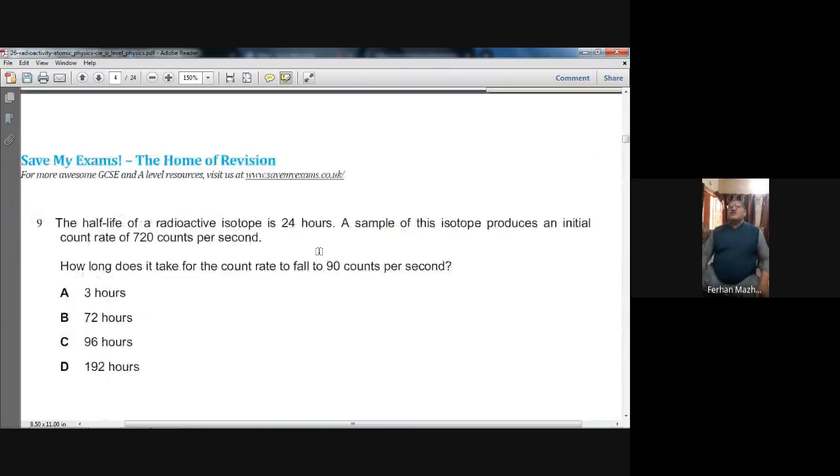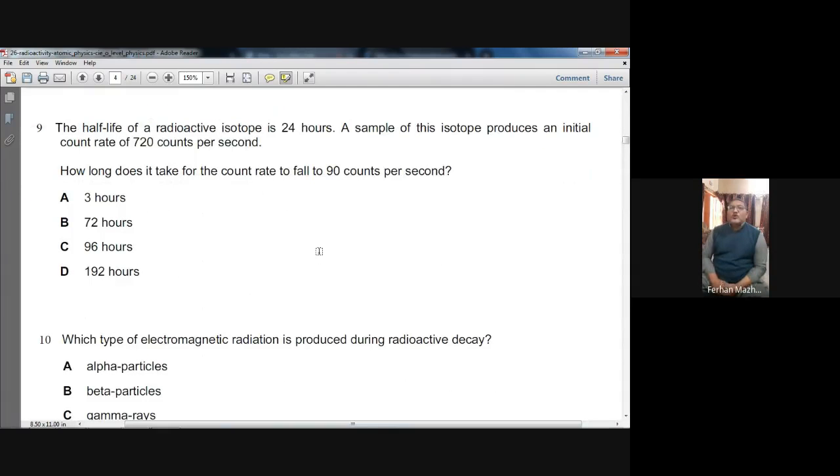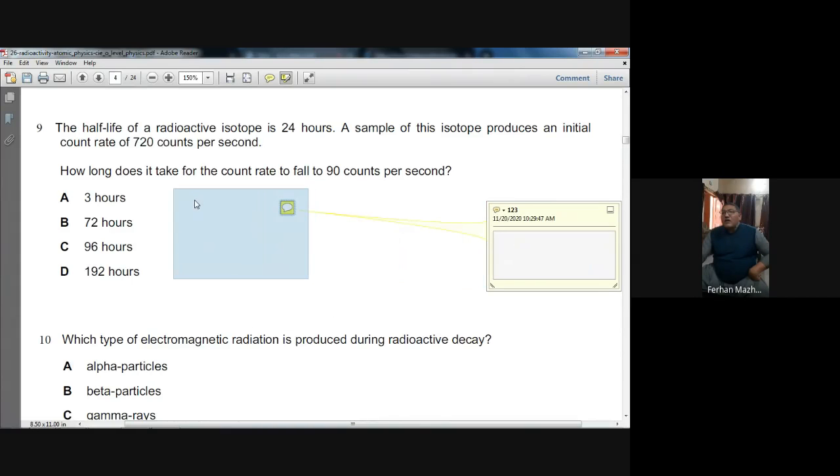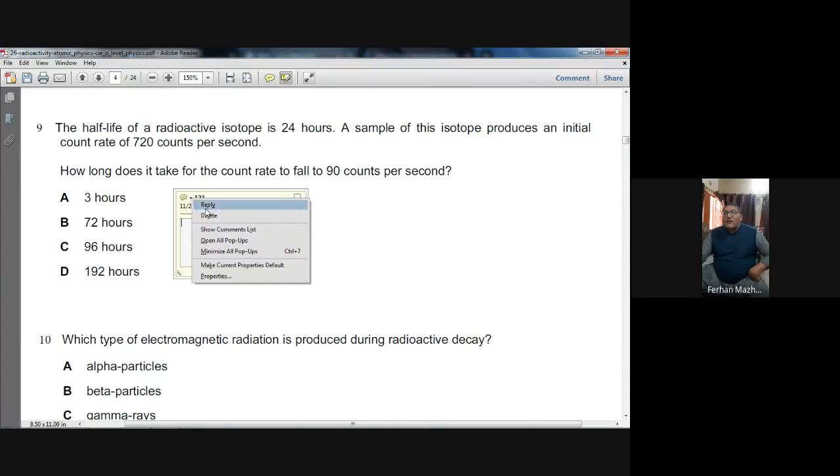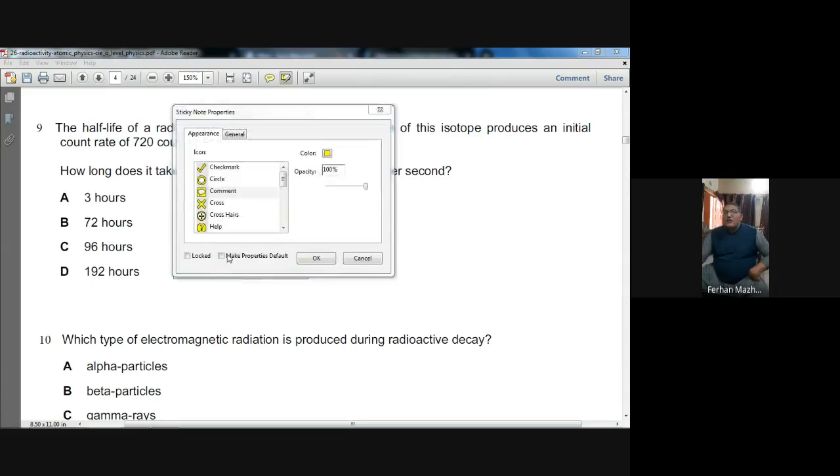We are on the next question. The half-life of a radioactive isotope is 24 hours. A sample of isotope produces an initial count rate of 720 counts per second. How long does it take for the count rate to fall to 90 counts per second? Okay. So let me show you.